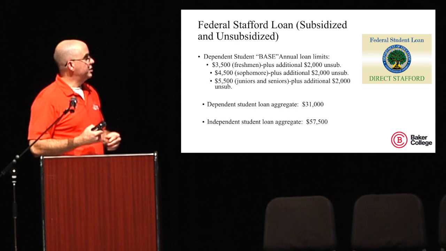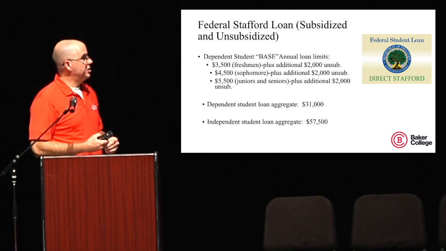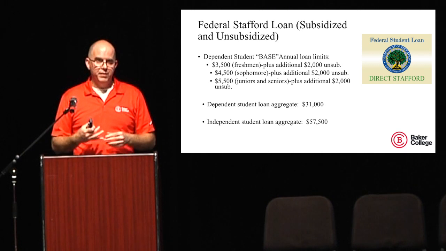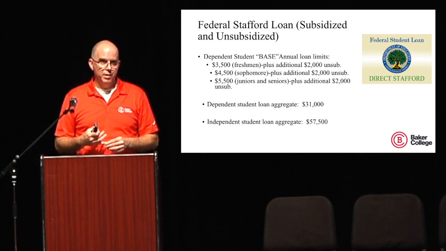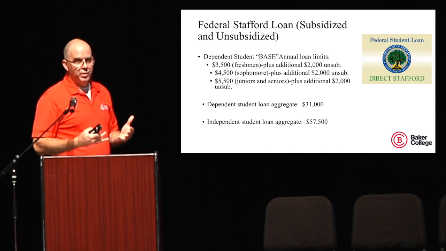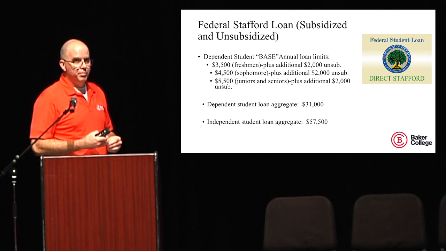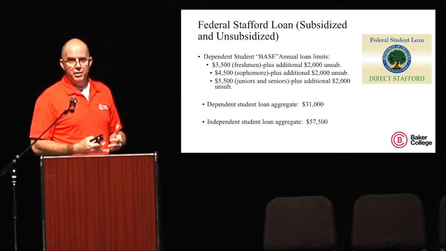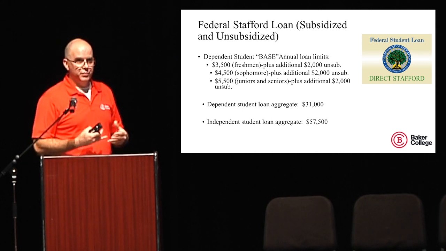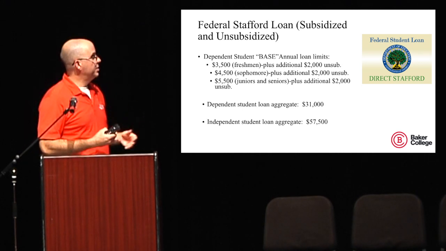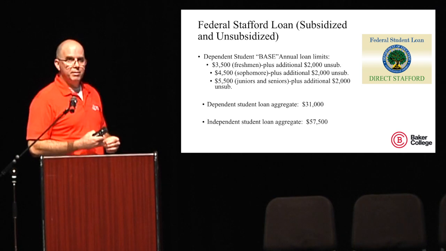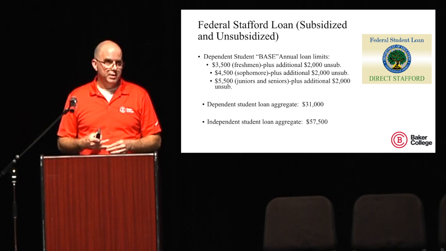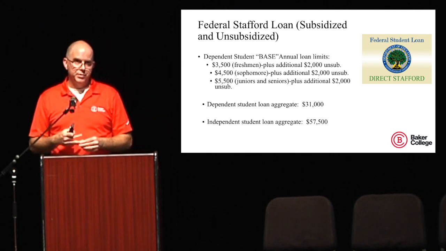Since the student is a freshman student, they can borrow an additional $2,000 in unsubsidized funds for a total of $5,500 for the school year. As they move up in grade level, the amount of money that they can borrow moves up as well. When they become a sophomore, that base eligibility is $4,500, and they still get the additional $2,000 for a total of $6,500. And then once they reach junior and senior level, they can borrow $5,500 base eligibility with an additional $2,000 in unsub for a total of $7,500.